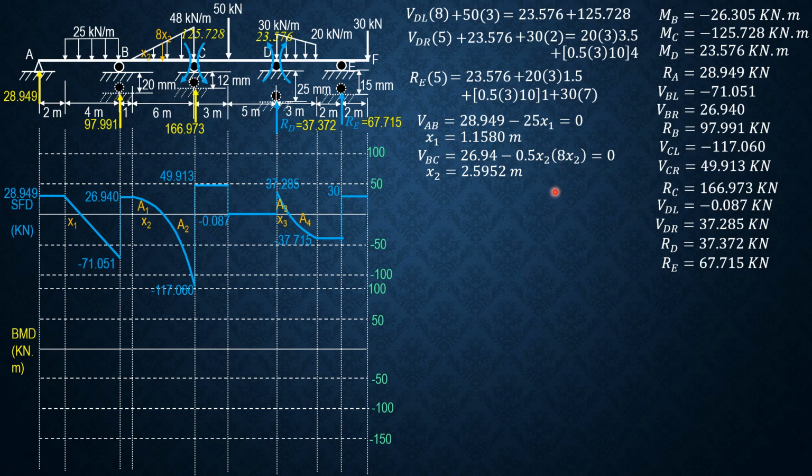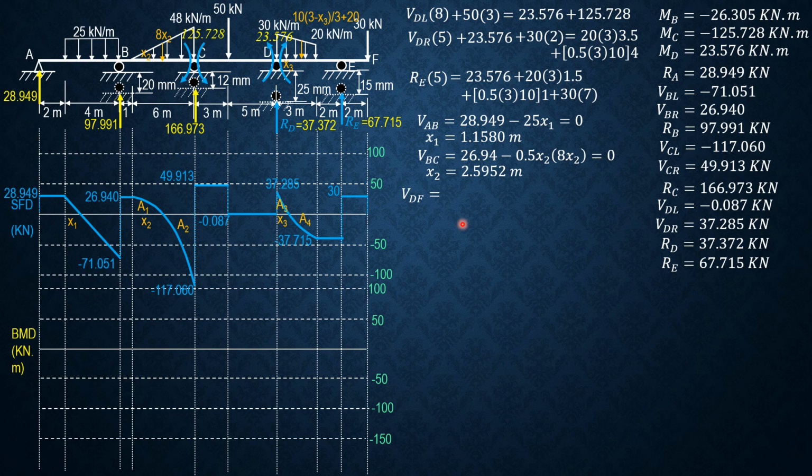So therefore, shear BC is 26.94 minus that area 1 half of x2 or 0.5 of x2 times 8 x2. Then we equate to 0 again to solve for x2, 0 shear at this intersection here. So x2 is 2.5952 meters.